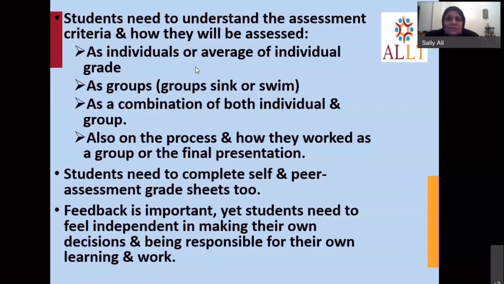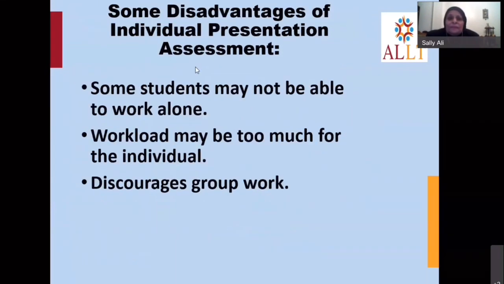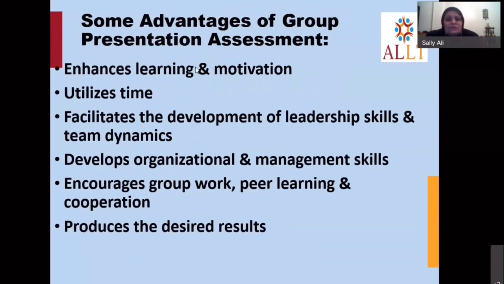Now let's take a look at some advantages of individual presentation assessment. It gives the students the opportunity to be independent. They develop good organizational skills and time management. Each student does her own work and does not rely on others. Let's take a look at some disadvantages of individual presentation. Some students may not be able to work alone. Their workload may be too much for them. This discourages group work.